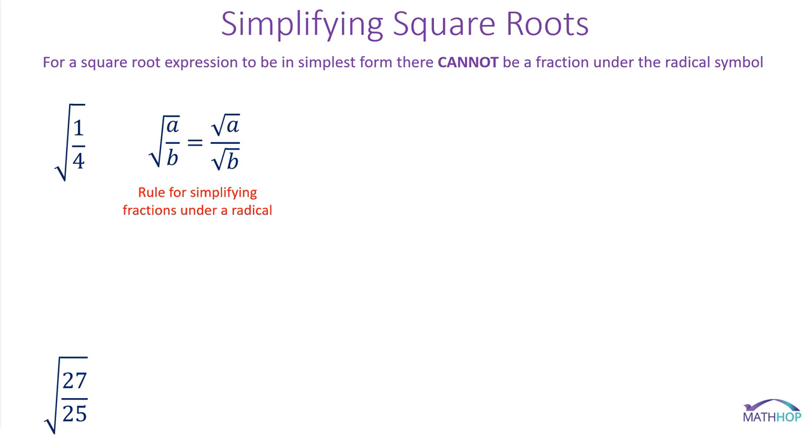So we're going to break this up into two separate radicals, square root of 1 divided by the square root of 4. Now they're both perfect squares, so this is kind of nice. Square root of 1 is 1, square root of 4 is 2. So the square root of 1/4 is 1/2. And technically it's positive and negative 1/2, but we're just worrying about simplifying them right now.